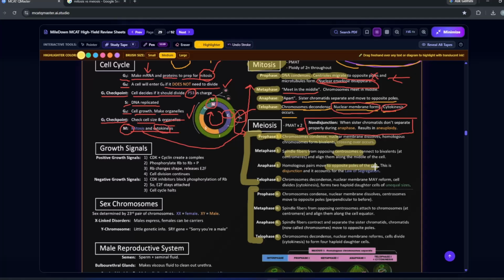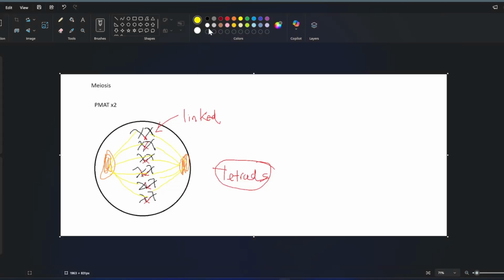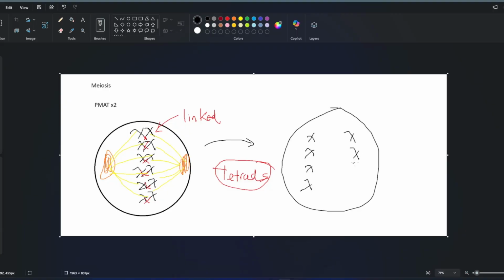And now what happens is homologous pairs move to opposite poles of the cell during anaphase. This is disjunction and accounts for the law of segregation. We'll go over that in a second. I just want to go through most of this first. So yes, they are moving to opposite sides of the cell. They should begin to look more like this, moving towards the opposite side. 1, 2, 3, 4, 5, 6. I always draw 6. There doesn't have to be 6, by the way. Remember the numbers I told you in human cells? It's not just 6. Anyway, these are pulling apart to opposite sides, and they're going closer to their sides here.